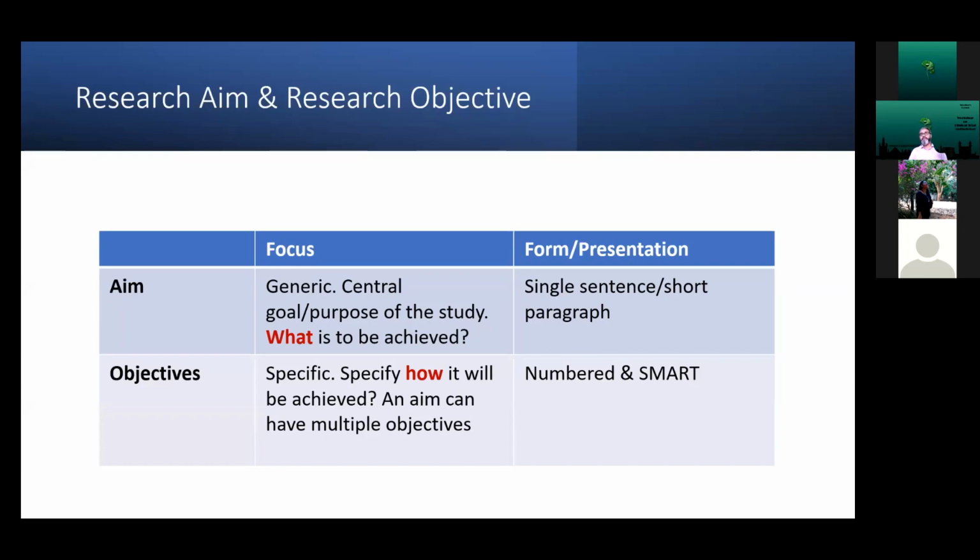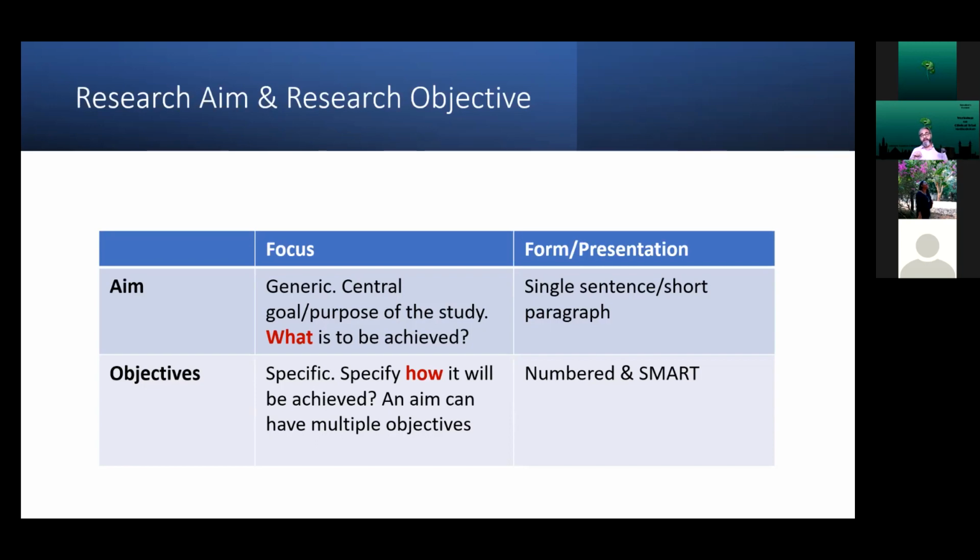This is something that you would say to a newbie who is walking in your corridor and suddenly asks, "What are you doing these days?" You don't want to explain the nitty-gritty of the details. You just say the aim of the study, that look, this is what I'm trying to do. However, the objectives are specific, okay?